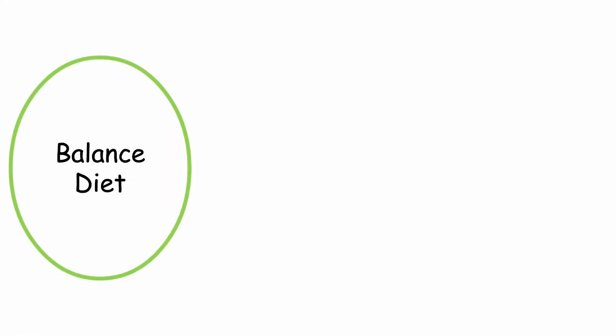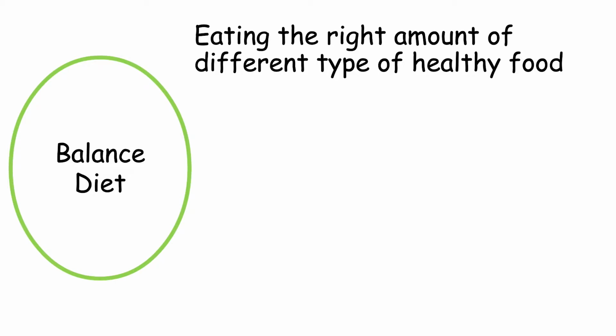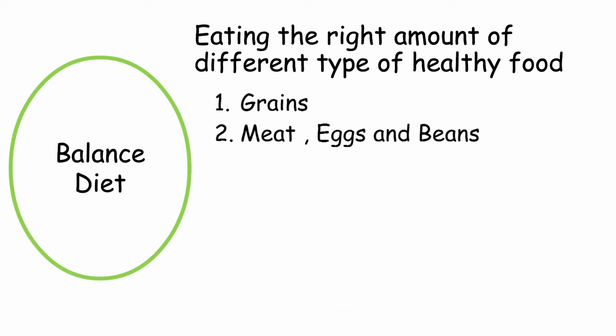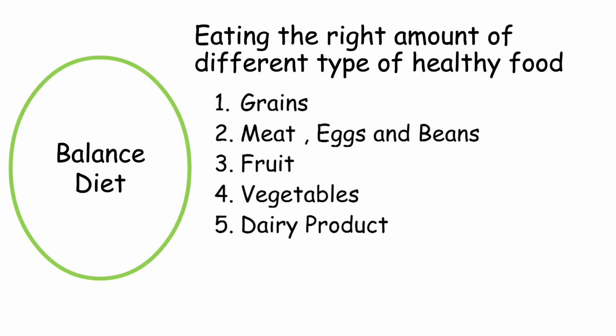So, how to have a balanced diet? If you want to have a balanced diet, you have to eat the right amount of different type of food. There are 5 groups of food that I will introduce to you. The first one is grains, second is meat, eggs, and beans, the third fruits, fourth vegetables, and the fifth is dairy products. These 5 groups are the food that you should eat every day in order to have a balanced diet. Each group contains different kind of nutrients, and those nutrients are needed by our body to function properly. What are those? Let's discuss one by one.